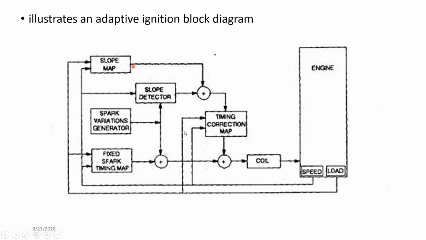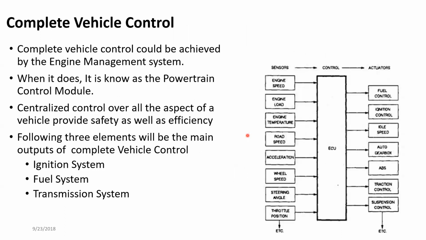So this is one map here, and a fixed spark map, a variation generator, and a knock detector. So there are two maps included here, and there are a lot of electronic components. And finally, you have another timing correction map signal. Each one gives one output, and the outputs are used to find the most suitable setting. These sort of things will be very common in the future.